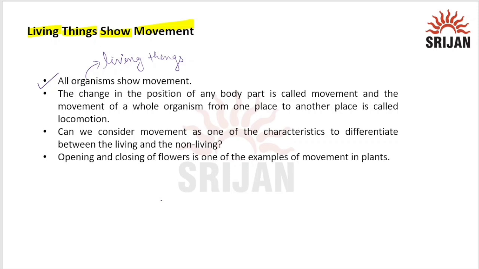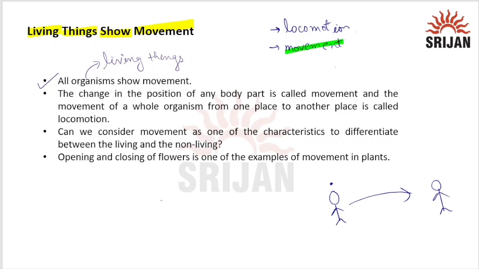So basically there are two things in nature. First is locomotion and second is movement. Now I give you an example and the differentiation between locomotion and movement. For example, suppose you are standing here and you only wave your hand. This is an example of movement. But if you start walking and you change your position from here to here, meaning there is a change in position, this is known as locomotion.